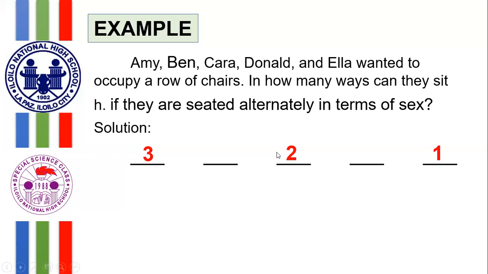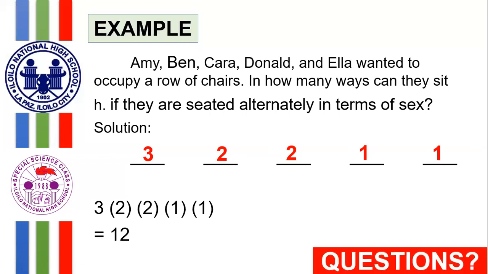So in this case now, the girls are seated already. But how about the boys? So here, there are 2 boys, so 2 of them could sit here. But if one of them has already sat here, there's only 1 boy left, and that is here. That is why we have 3 times 2 times 2 times 1 times 1, or that's 12 ways in all for them to be seated alternately.